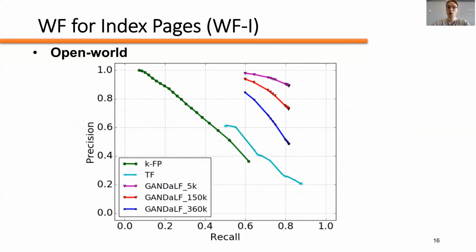Now, when we switch to the open world setting, we find that GANDALF performs much more admirably, despite its somewhat underwhelming closed world performance. Here we have plotted the precision and recall of KFP, triplet fingerprinting, and GANDALF. GANDALF was plotted when tested at 3 different sizes of the background set, while KFP and triplet fingerprinting were both evaluated using a background set size of 360,000. The KFP and triplet fingerprinting plots can be directly compared to the dark blue plot of GANDALF.